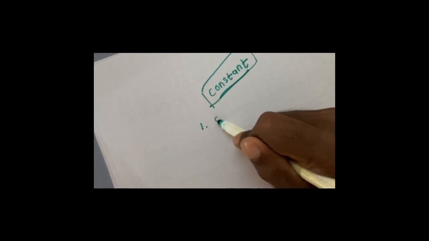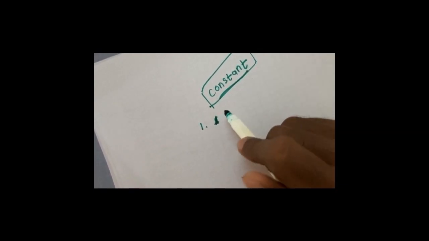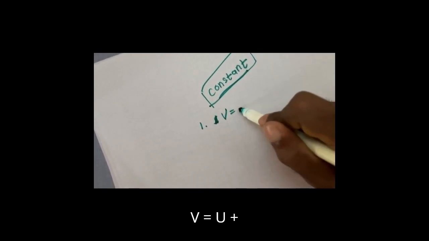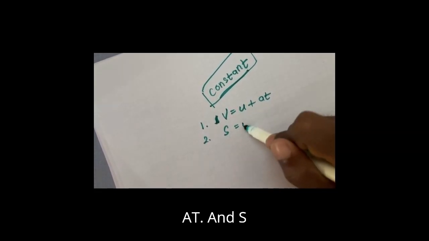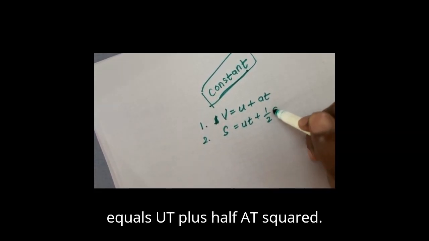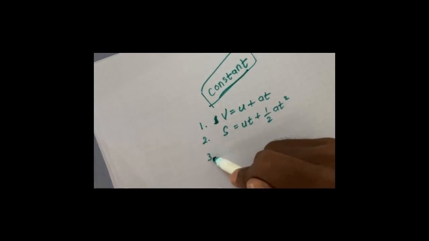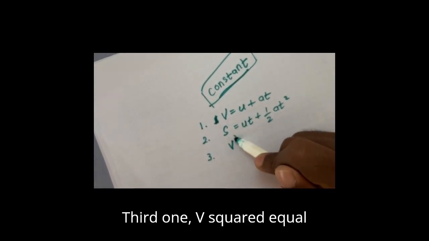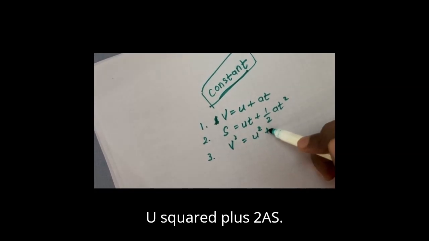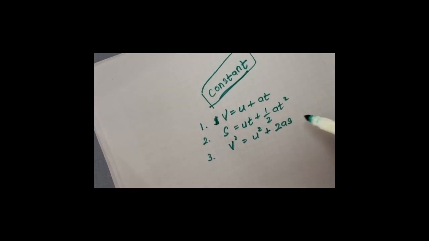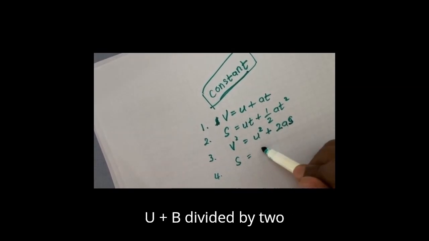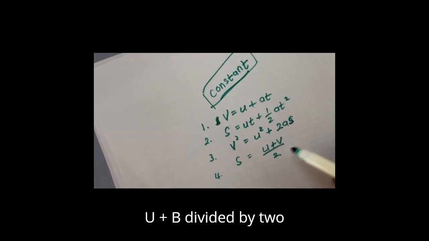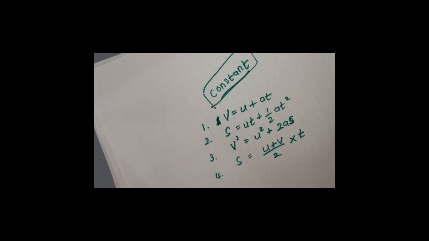First one is V equals U plus AT, and S equals UT plus half AT squared. Third one, V squared equals U squared plus 2AS. Fourth one and final one, S equals (U plus V) divided by 2, into T.